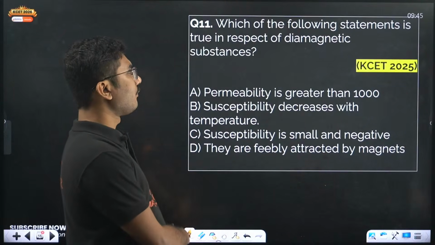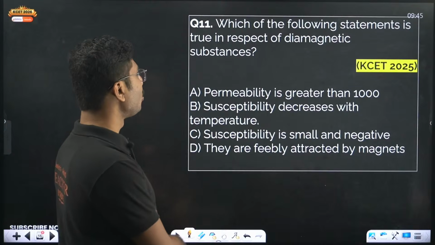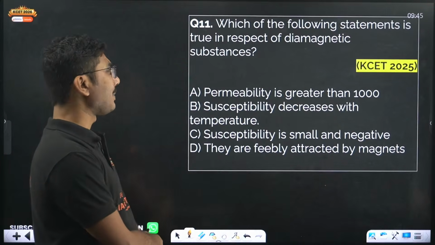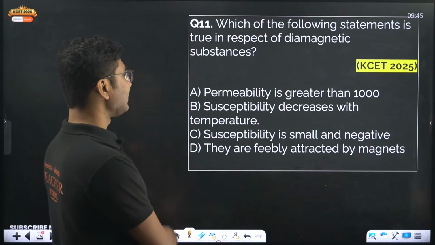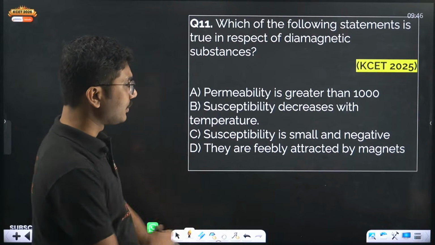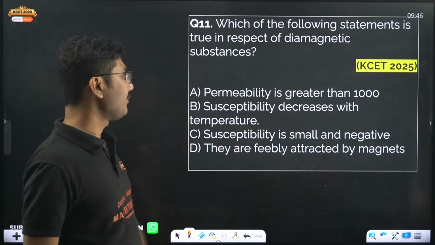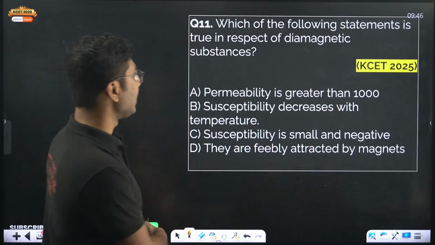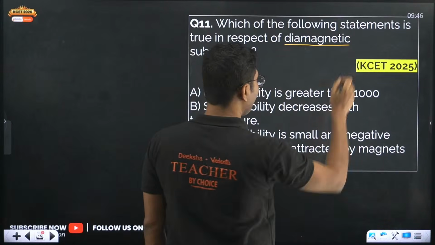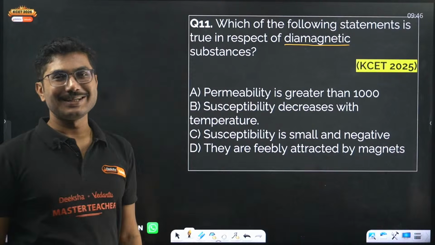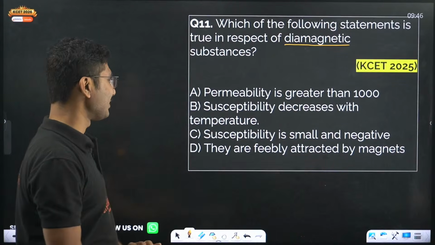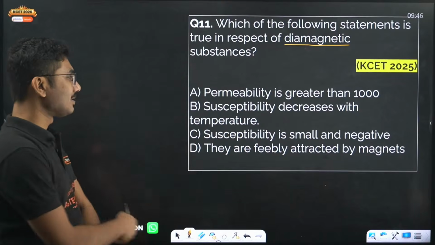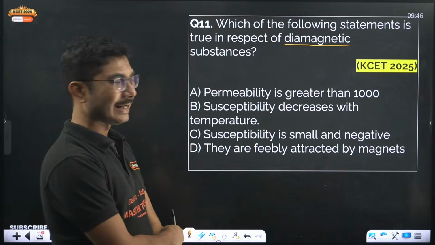Which of the following statements is true in respect of diamagnetic substances? This is a question from KCET 2025. Permeability is greater than 1000. We are talking about diamagnetic. Permeability greater than 1000 is for ferromagnetic substances. Susceptibility decreases with temperature. Susceptibility is small and negative.